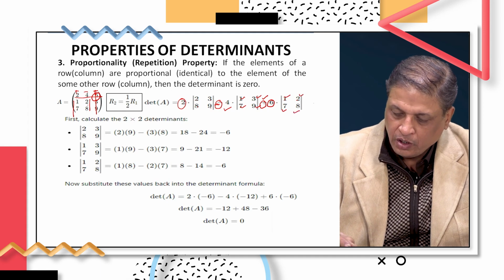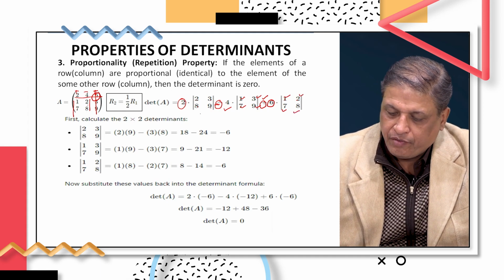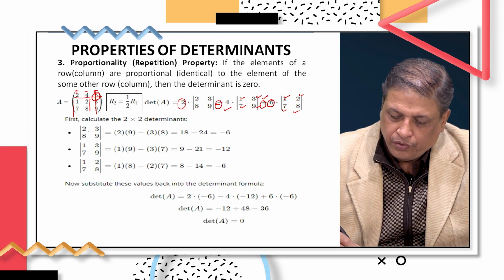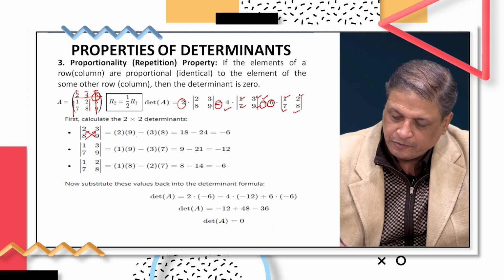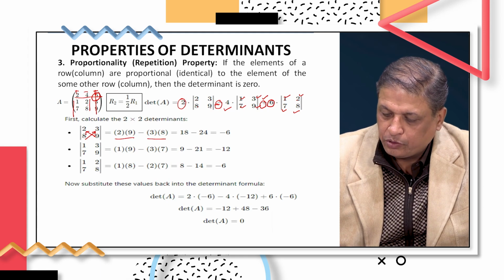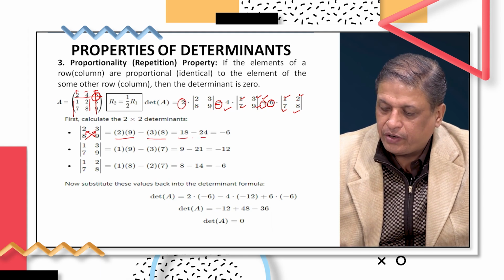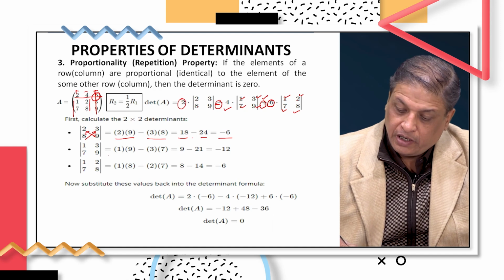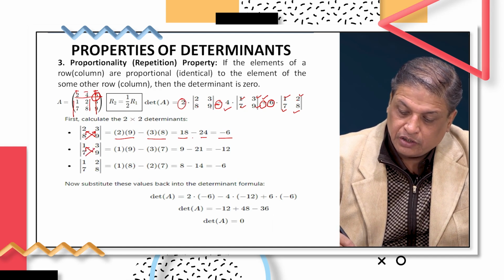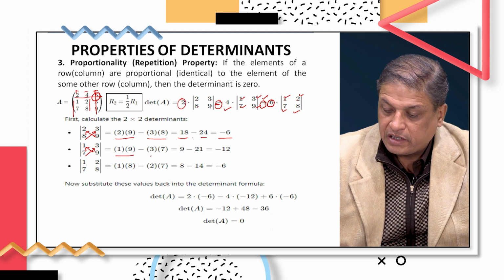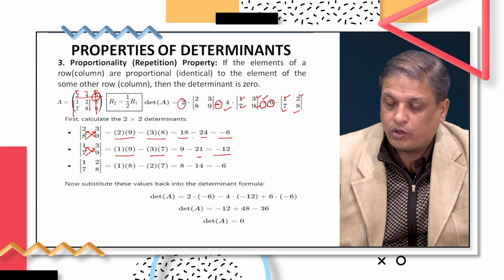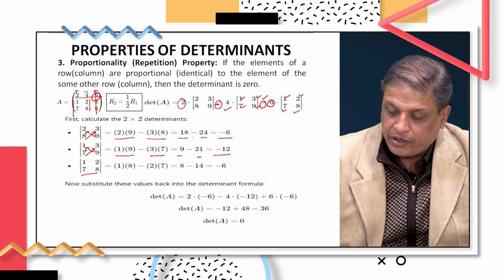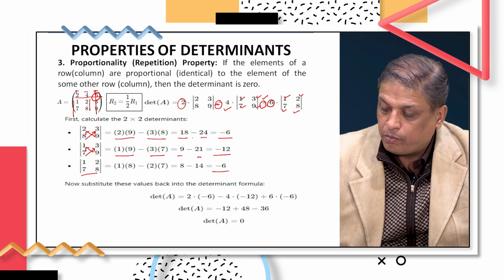Now we will separately evaluate each and every determinant. So this is 2 into 9 minus 8 into 3, 18 minus 24, that is minus 6. Similarly, for 1 3 7 9, this into this minus this into this. So 1 into 9 minus 7 into 3, that is 21. So 9 minus 21 is equal to minus 12. Similarly, we evaluate the third determinant and we will get the value minus 6.